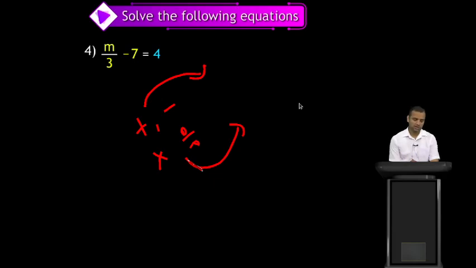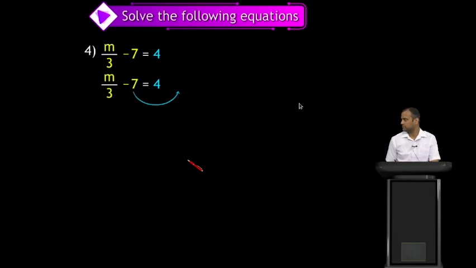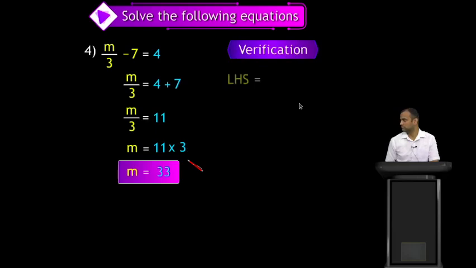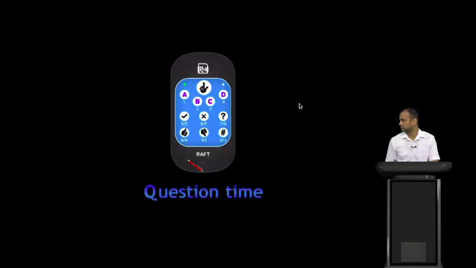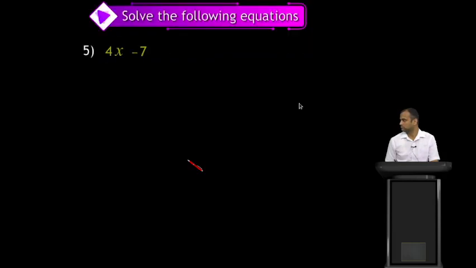Here we will transpose minus 7 to the other side, so it can be written as m upon 3 equals 4 plus 7. So m upon 3 equals 11. Now we will transpose 3 and it will be multiplied. So m equals 11 into 3, it is the answer. Okay, now you can solve this equation.